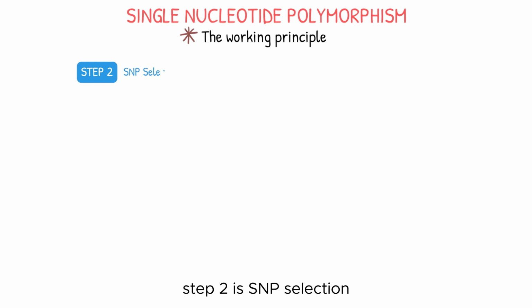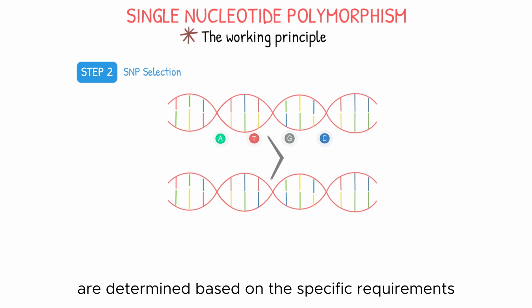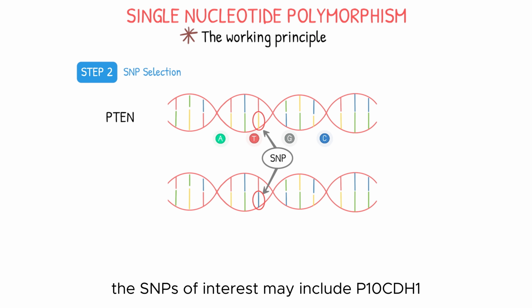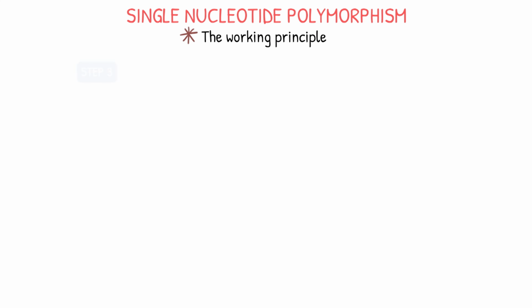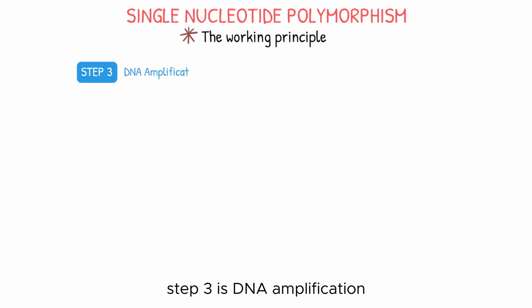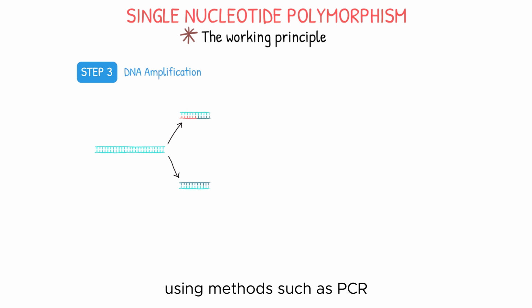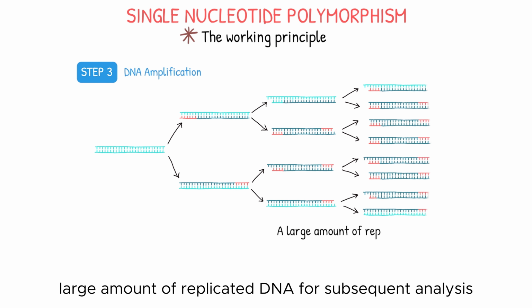Step 2 is SNP selection. After DNA extraction, the target SNPs to be detected are determined based on the specific requirements. Taking gastric cancer as an example, the SNPs of interest may include PTEN, CDH1, MUC1, among others. Step 3 is DNA amplification. The DNA segment containing the target SNP is amplified using methods such as PCR. This step generates a large amount of replicated DNA for subsequent analysis.